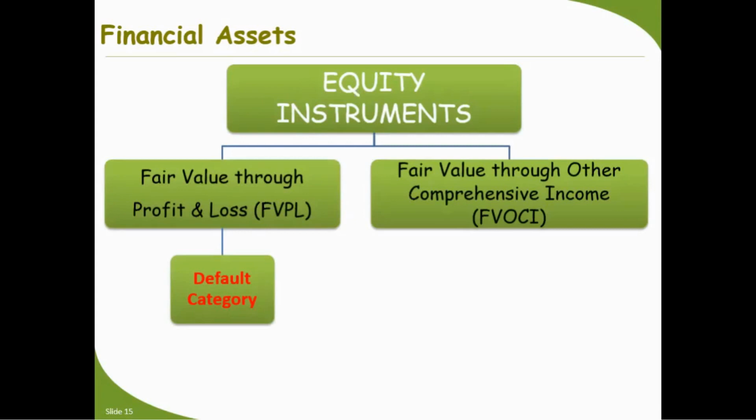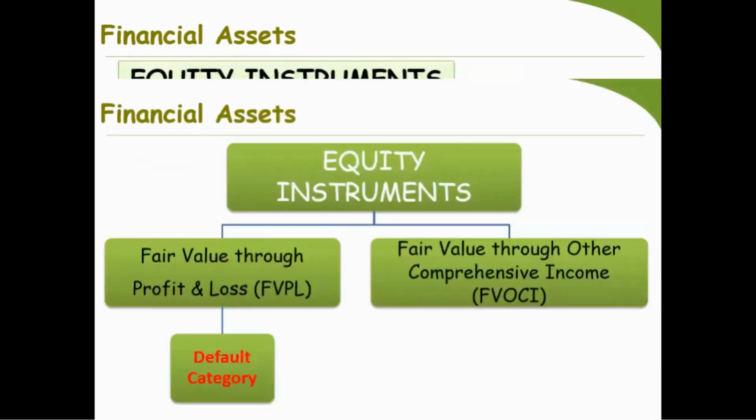The other possibility is fair value through other comprehensive income. So your default category is fair value through P&L, and your other category is fair value through other comprehensive income. We will talk about it later on.